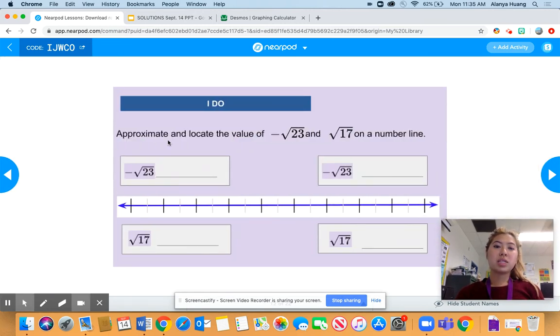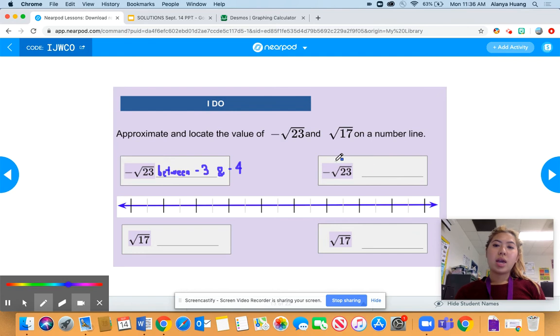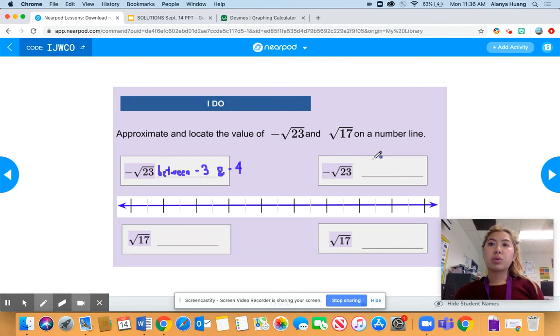Now we have to approximate and locate the value of negative square root of 23 and square root of 17 on a number line. So we know that square root of 23 was between 4 and 5. So that means that negative square root of 23 is going to be between negative 4 and negative 5. And we found out that the square root of 23 is 4.8. So negative square root of 23 is about negative 4.8.